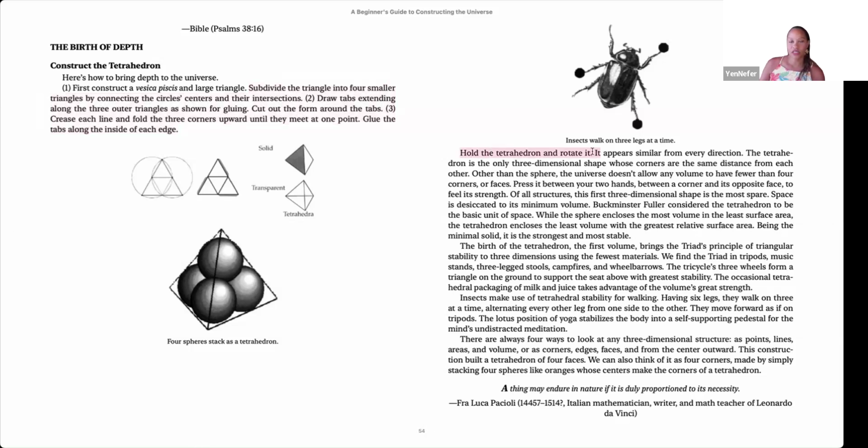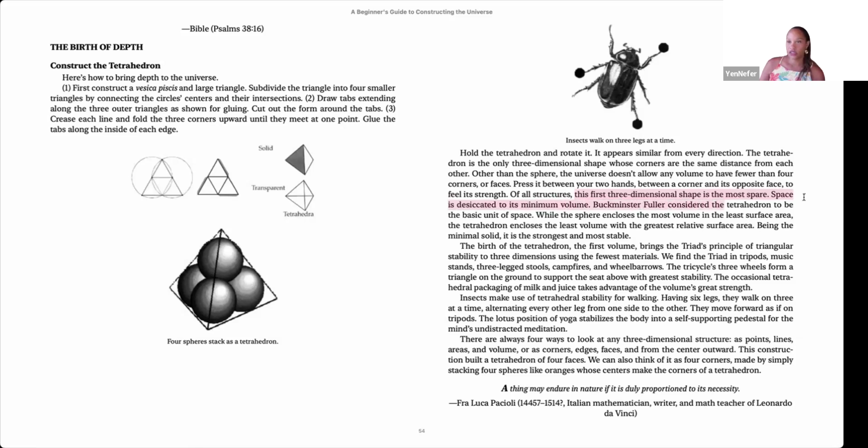Hold the tetrahedron and rotate it. It appears similar from every direction. The tetrahedron is the only 3-dimensional shape whose corners are the same distance from each other. Other than the sphere, the universe doesn't allow any volume to have fewer than 4 corners or faces. Press it between your hands, between a corner and its opposite face, to feel its strength. Of all structures, this first 3-dimensional shape is the most spare. Space is desiccated to its minimum volume.